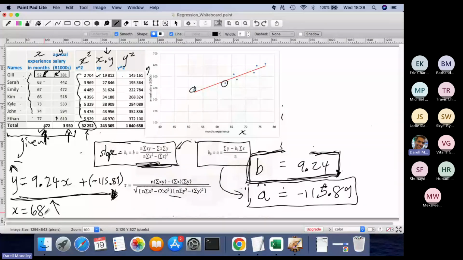Well, then all we need to do is plug in 68 into this formula, and that'll give us an estimate of the salary. So let's do that. Okay, so we're going to say y hat equals 9.24 times 68 minus 115.89. If you work this out in your calculator, you'll get a value of about 512.43, rounded up.